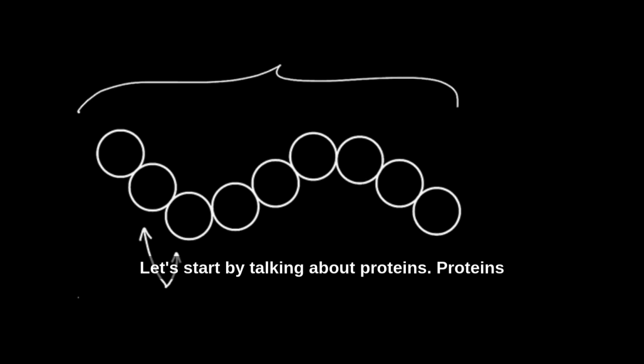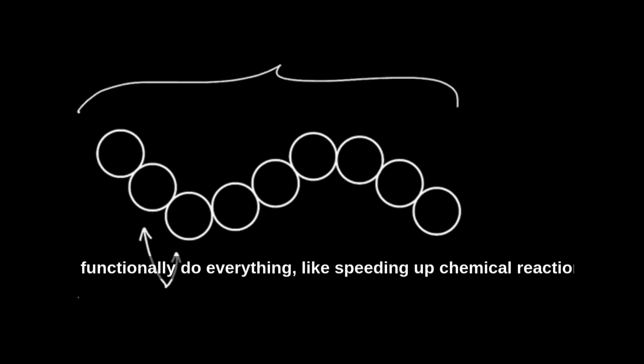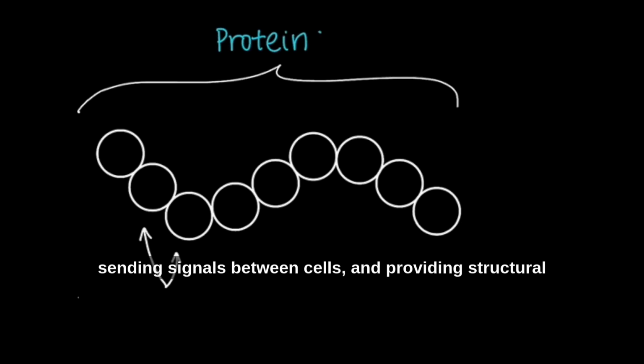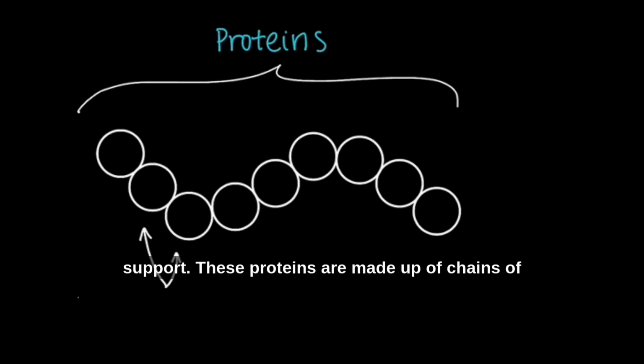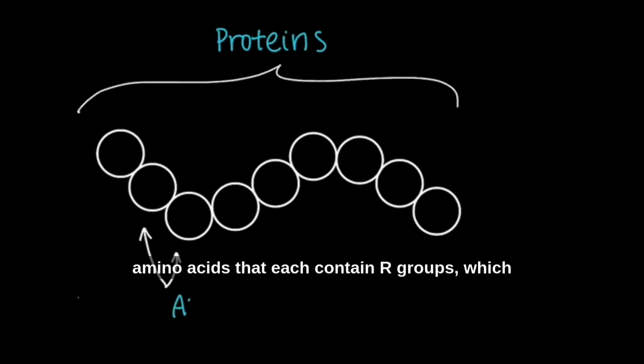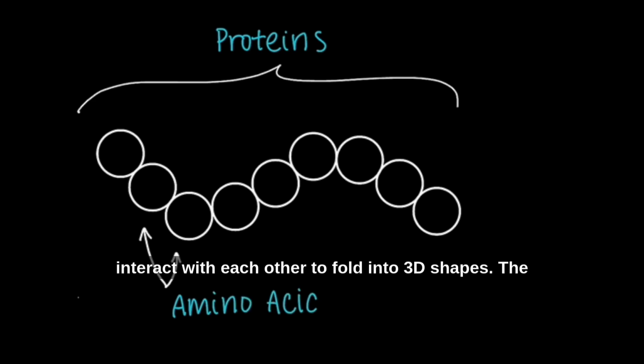Let's start by talking about proteins. Proteins functionally do everything, like speeding up chemical reactions, sending signals between cells, and providing structural support. These proteins are made up of chains of amino acids that each contain R groups, which interact with each other to fold into 3D shapes.